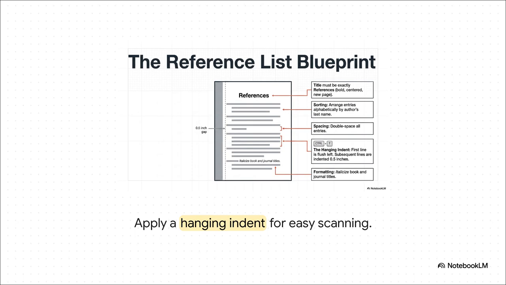So, when you actually put this together on the page, your visual blueprint requires a bold, centered title that simply says References. Then, you double-space everything, sort all your entries alphabetically by the author's last name, and, this is key, apply a precise 0.5-inch hanging indent for any line after the first in each entry. That hanging indent is absolutely crucial. It makes the author's name pop out to the left, which lets your reader scan down the whole list instantly.